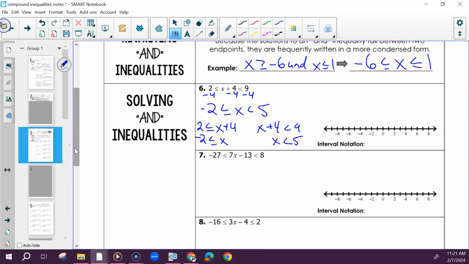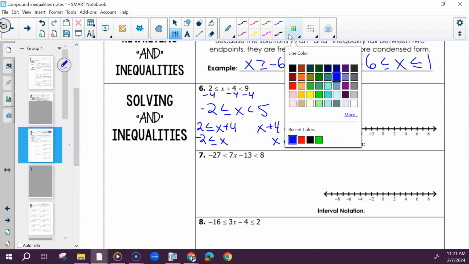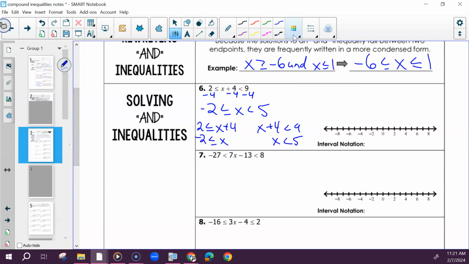This will be the last time that I draw both. After that, I'm just going to draw what we have. So if you would solve this in condensed form, you would start at -2. That would be closed. End at 5. That would be open. And just draw a line that connects them.